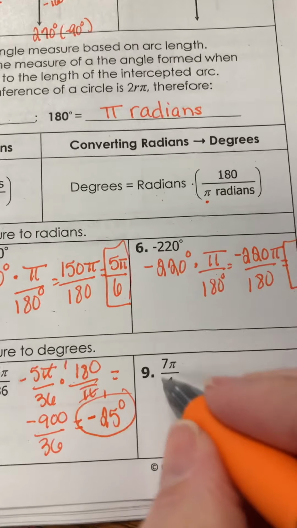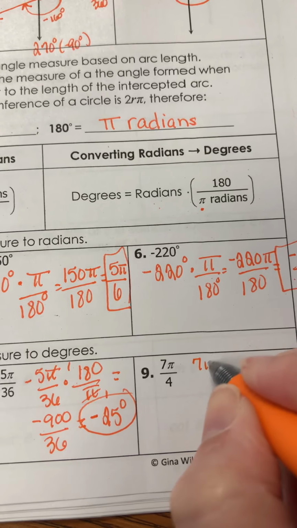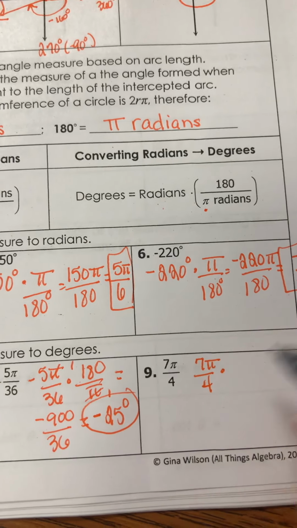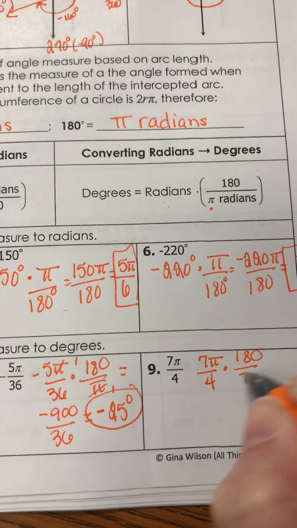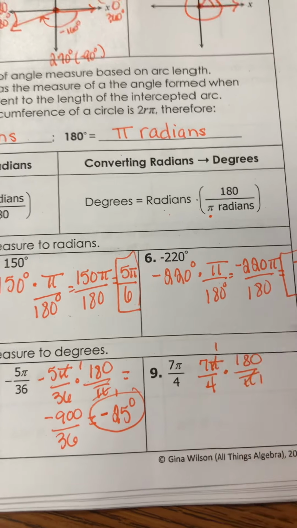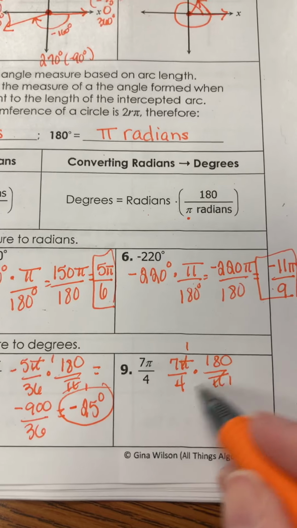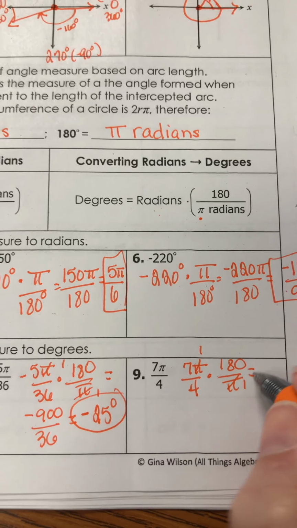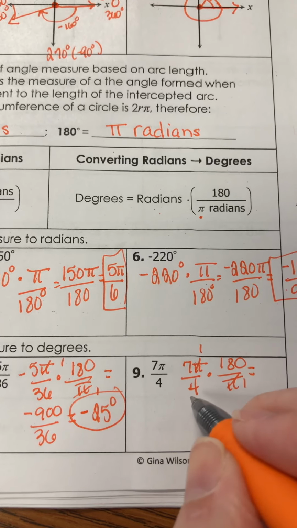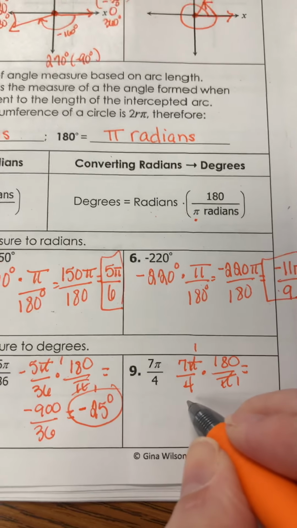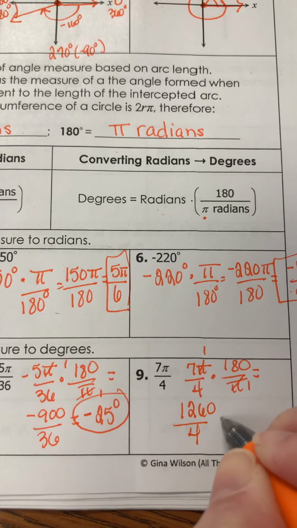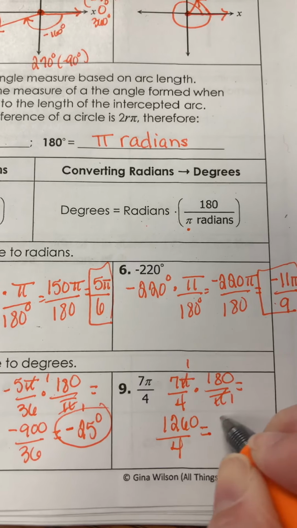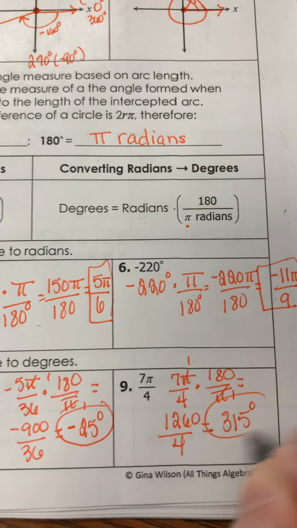It's very important. Next, we've got 7 pi over 4, and we want to change it to degrees. To do that, we're going to do 180 over pi. Now your pi is going to cancel out. And again, yes, you can cross cancel here, or you can just multiply straight across. 7 times 180 is going to give us 1,260, and then 4 times 1 is 4. Divide it out, and you'll get 315 degrees.